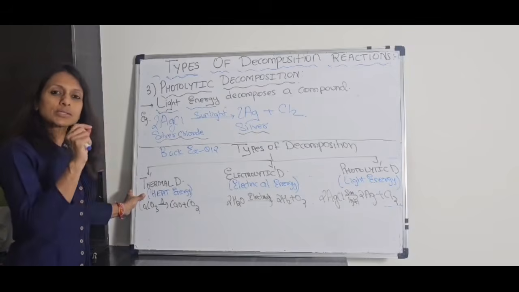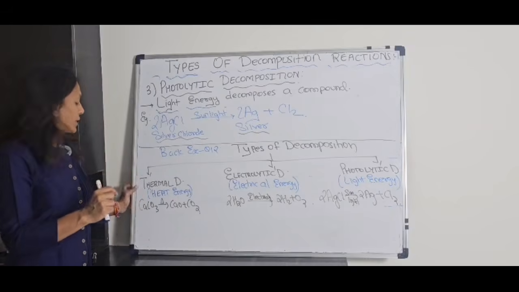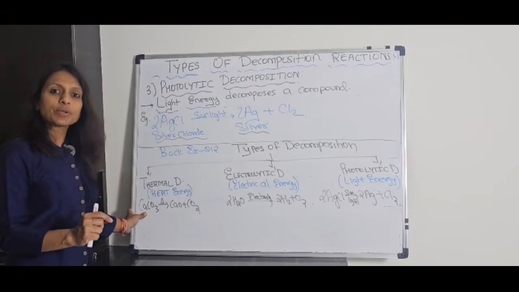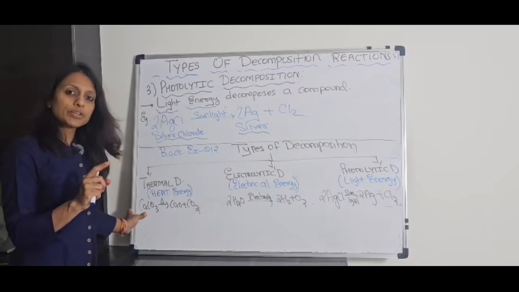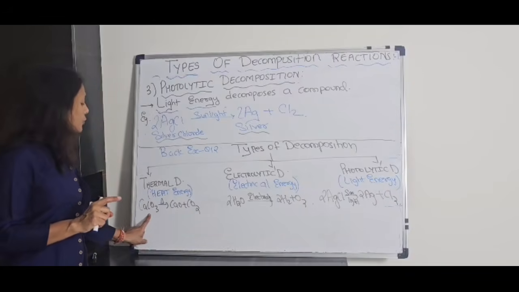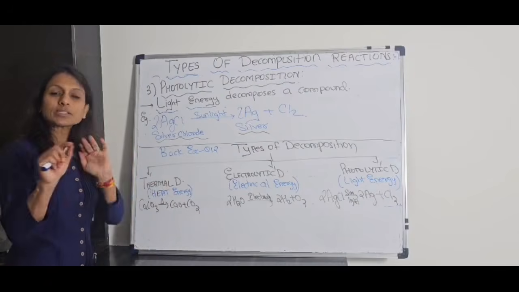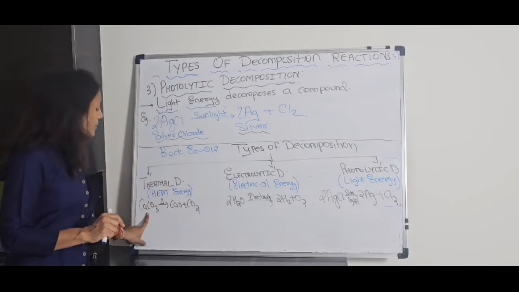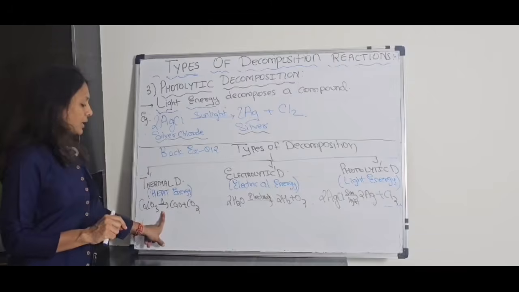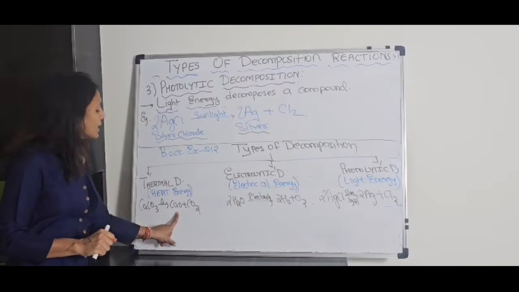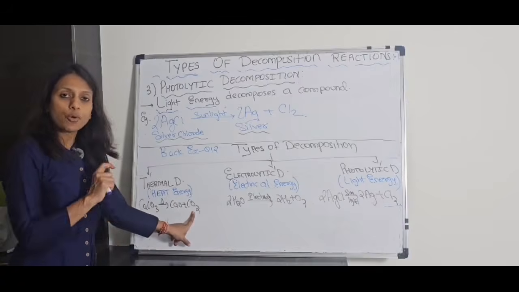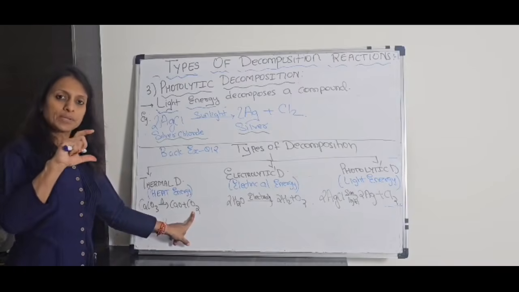Heat energy is used to decompose the compound. Then give a balanced chemical equation. And once you give the equation, children, it's better if you explain this reaction in one statement. That is, calcium carbonate on being heated decomposes to form calcium oxide and carbon dioxide. This first type is done.